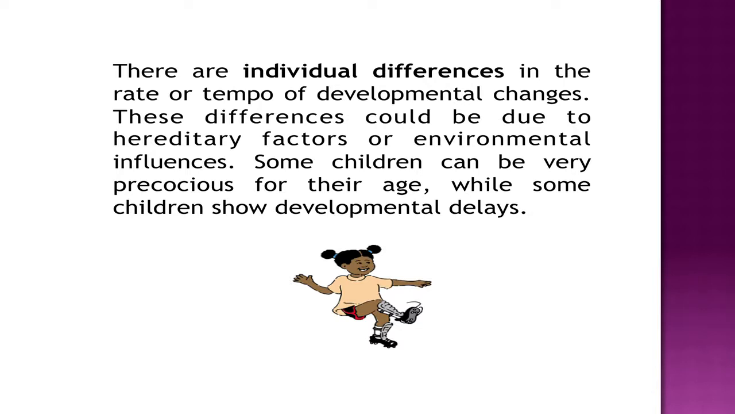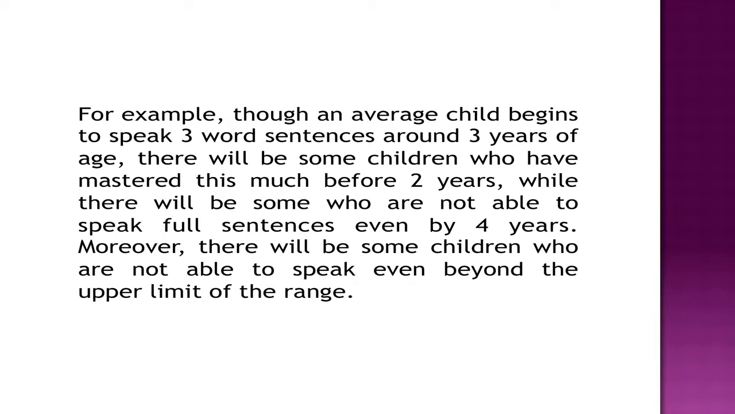These differences could be due to hereditary factors or environmental factors. Some children can be very precocious for their age, while some children show developmental delays. For example, though an average child begins to speak 3-word sentences around 3 years, there will be some children who have mastered this much before 2 years, while there will be some who are not able to speak full sentences even by 4 years.